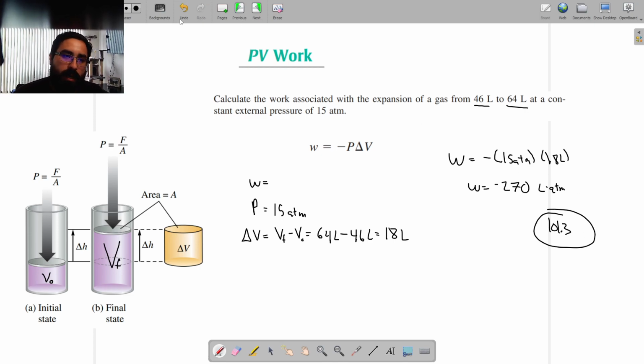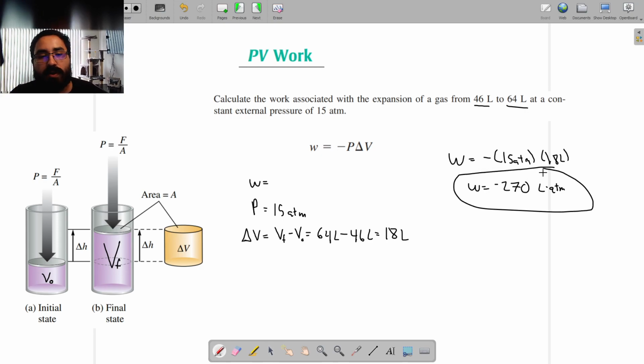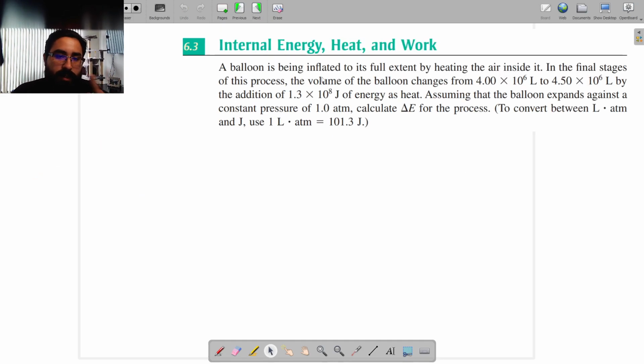So 1 joule is the same thing as 101.3 liters times atm. But we'll check that out in the next problem. All right, this one is perfectly fine like this. It doesn't tell you what units to calculate work in, it just tells you to calculate work. But if they're more specific, well, you're going to have to do a little bit more work.